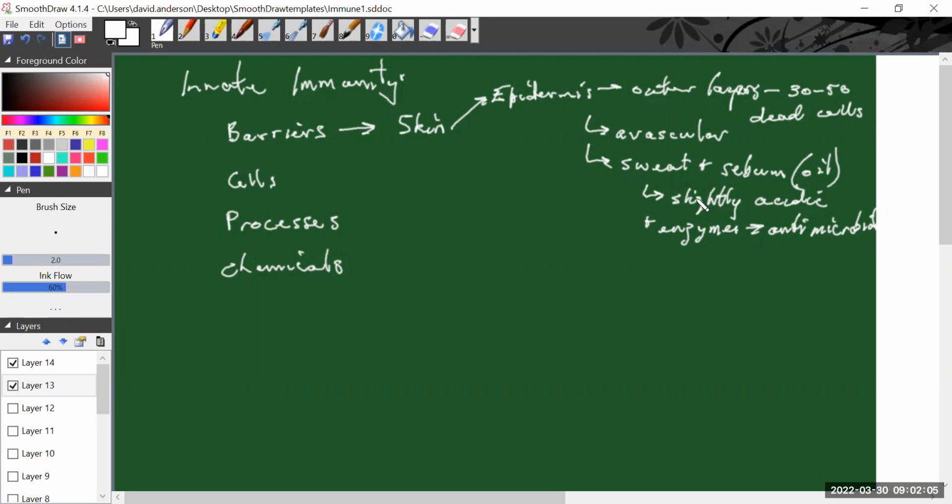So these are all examples of general or non-specific immune mechanisms. This is very passive. This is about the thickness of the skin, the layers, the avascularity of the outermost layer, and the composition of sweat and oil that's sitting on the skin. All of these things make exposure less favorable.